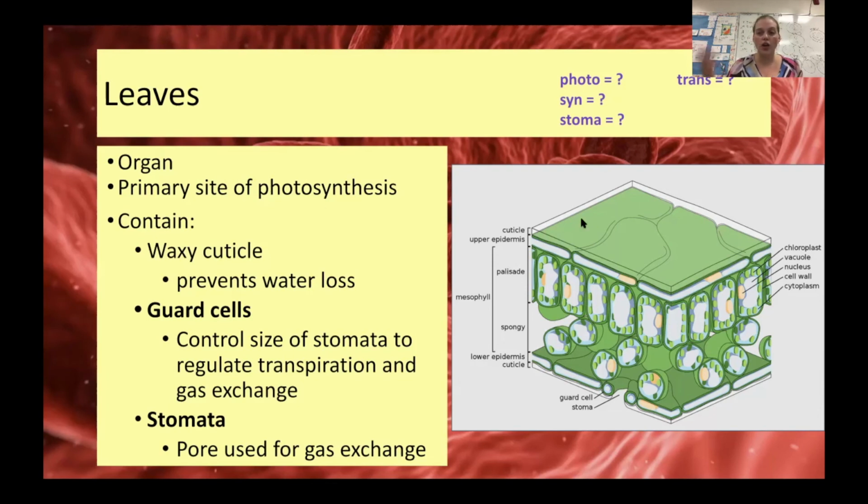Leaves are out in the sun all day and they're getting really hot, and the sun's trying to suck the water right out of that leaf. But leaves are usually coated with this waxy substance that we call a cuticle, and that's going to protect the leaf from losing too much water.